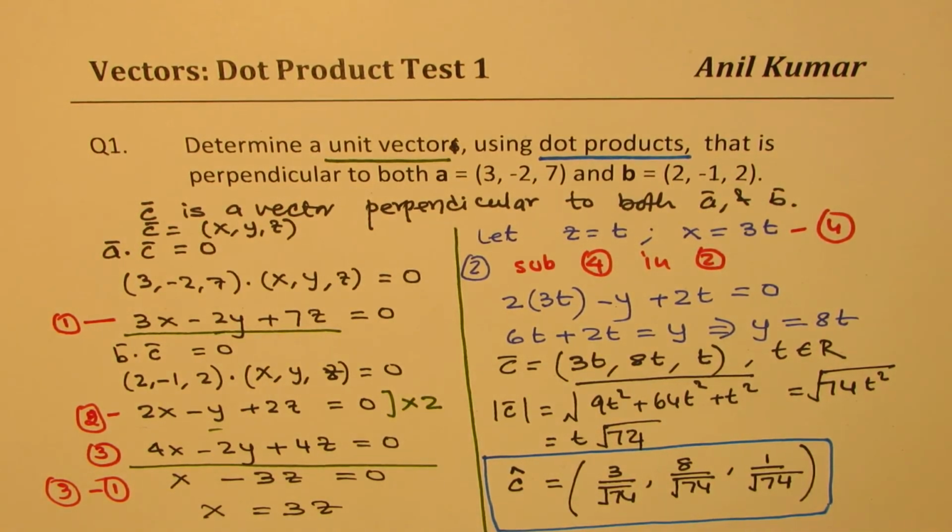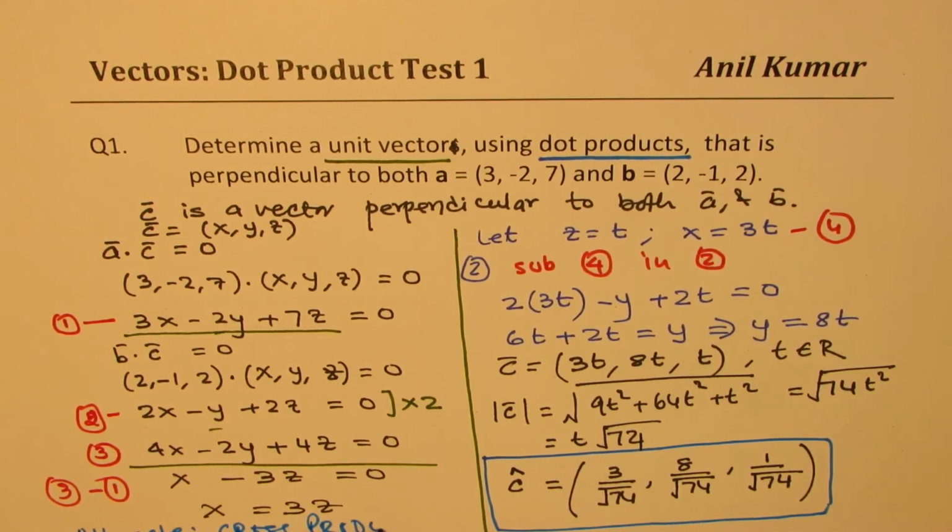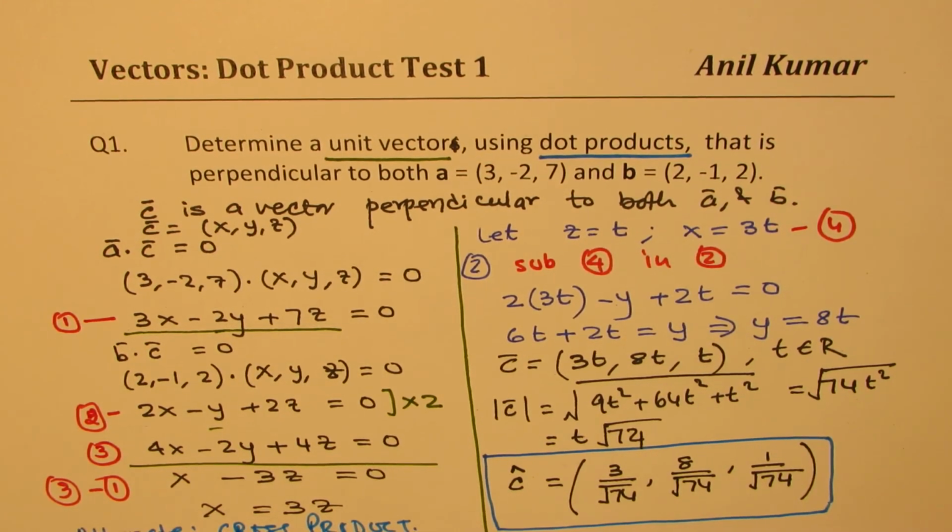Now in the next unit, we'll learn about cross product, right? So an alternate solution is to use the cross product, which we are going to learn in the next unit. So for now, I think that should be good enough.